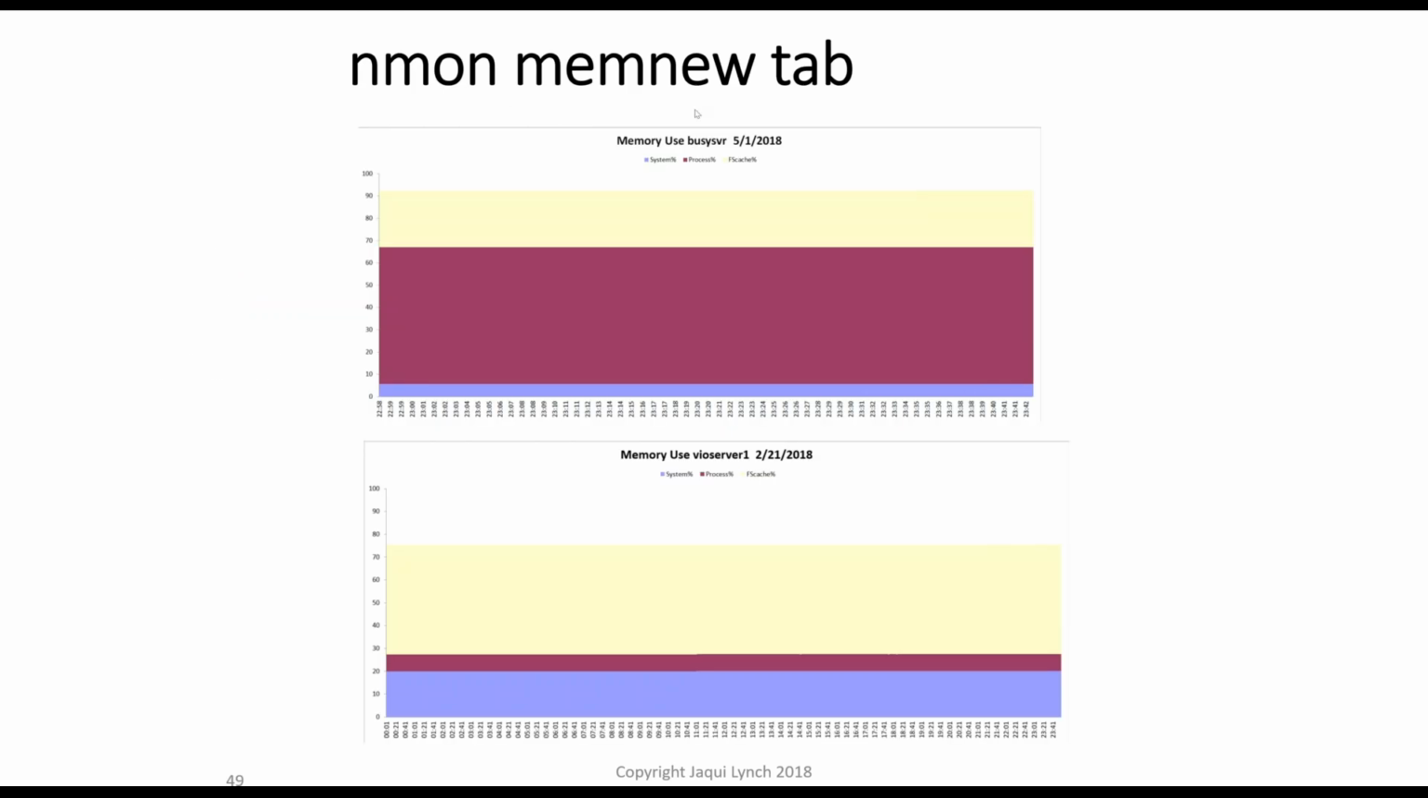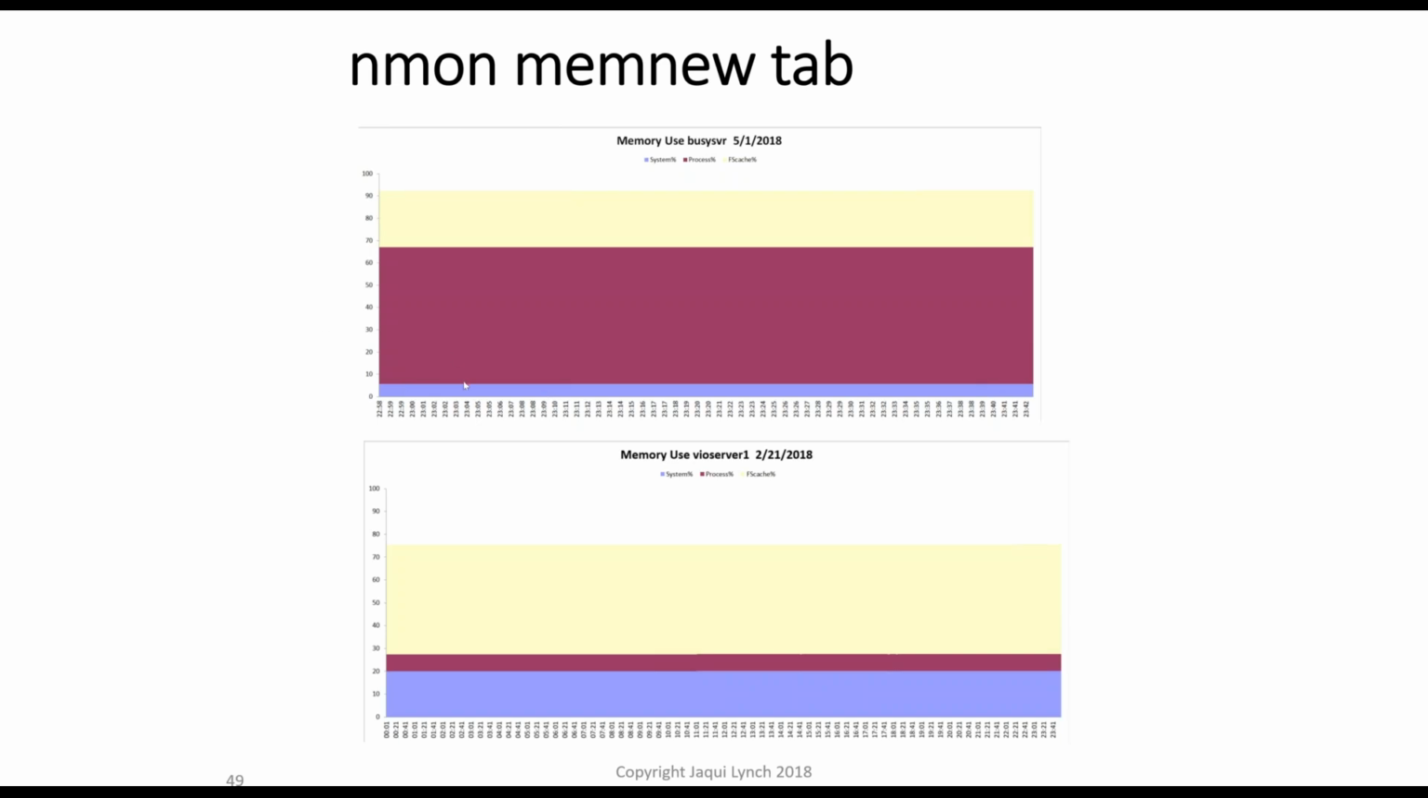So we've got just a couple of slides with the Nmon Memory New tab, and this is just showing you the breakdown of memory between system, processes, and file system cache. And here's my VIO server. It is not uncommon in an AIX or VIO server to see what looks like 100% memory used when you look at something like Nmon. That's because AIX likes to use every piece of memory before it reuses any. So that's not necessarily an indicator that you're in trouble.